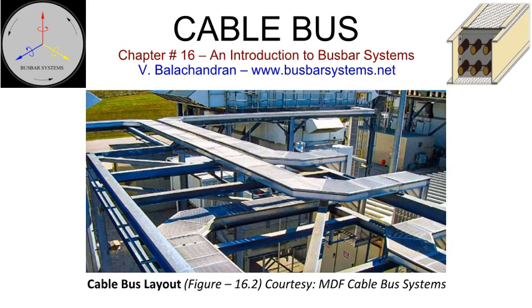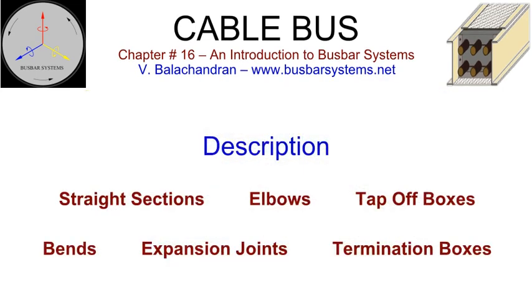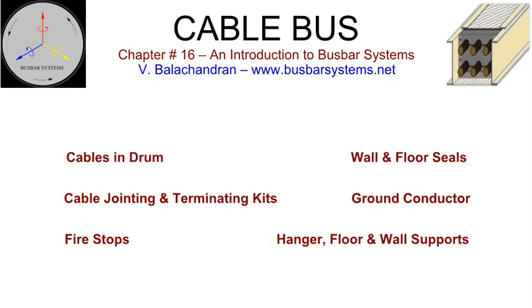Description: A cable bus connection of a specific cross-section comprises an assembly of standard modules comprising straight section, elbows, tap-off boxes, bends, expansion joints, termination boxes. Cables with several accessories are supplied that are assembled at the site, comprising cables in drum, wall and floor seals, cable jointing and terminating kits, ground conductor, fire stops, hanger, floor and wall supports.